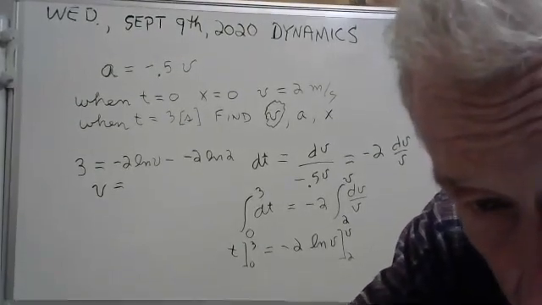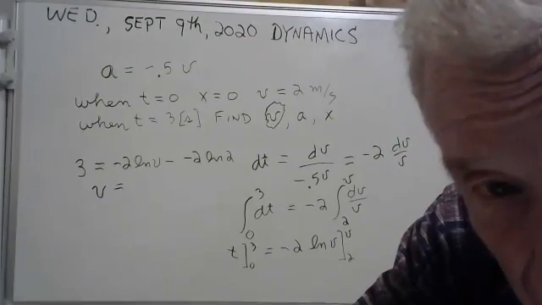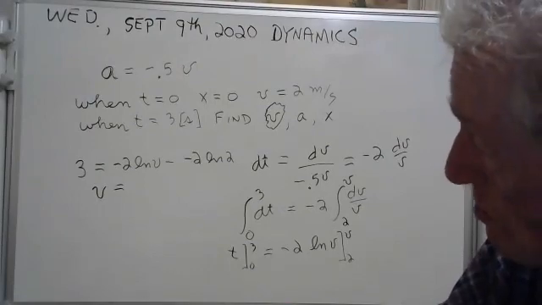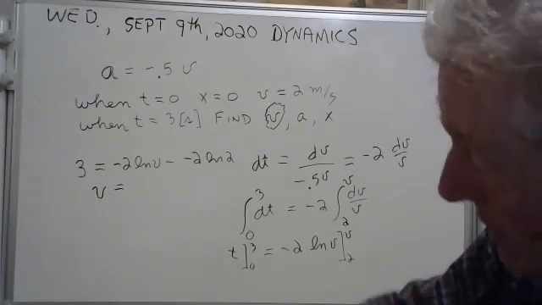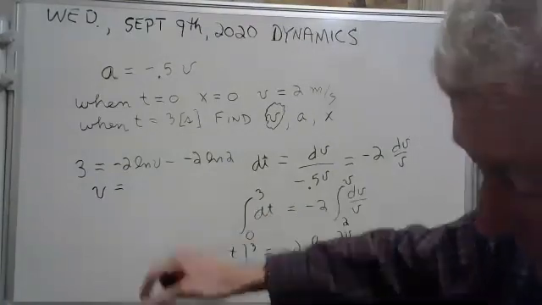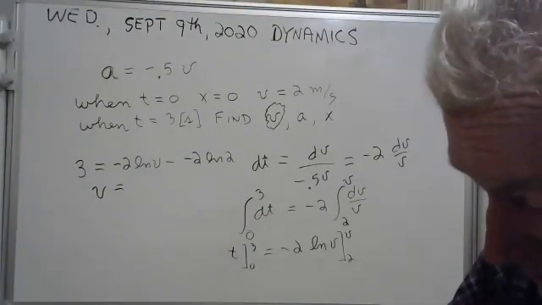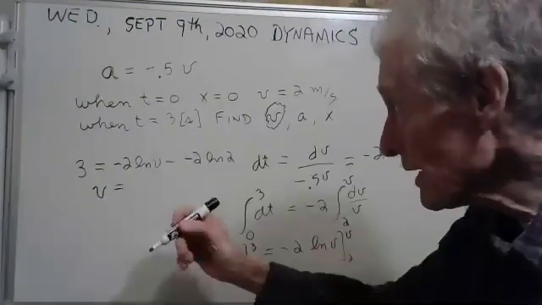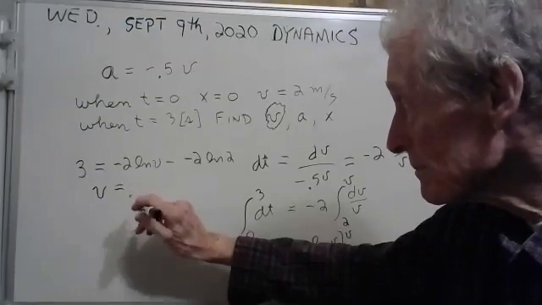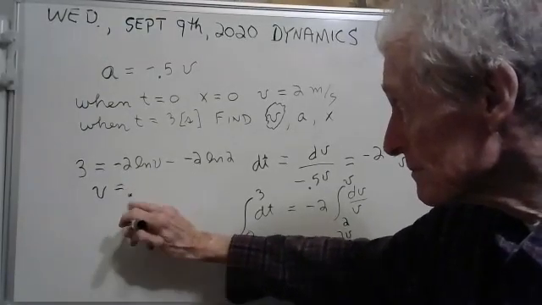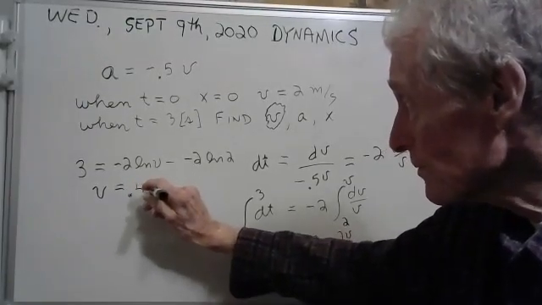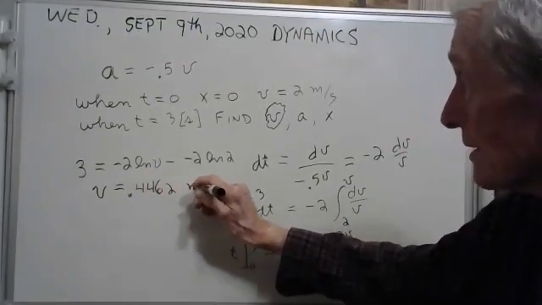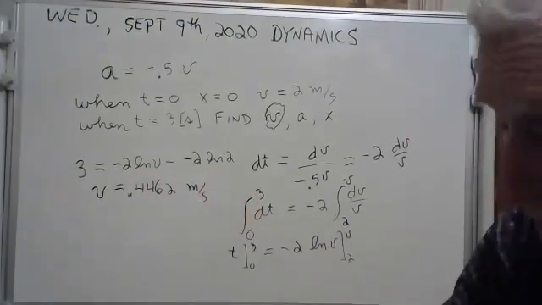Well, let me go to Braxton. Braxton, are you out there? Hello. Yeah. Hey, have you got this v figured out for me yet? Yeah, I got 0.446 meters per second. That's what I got. I got 0.4462 meters per second for the velocity.